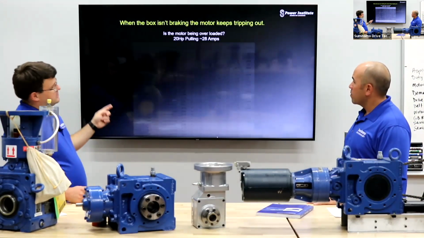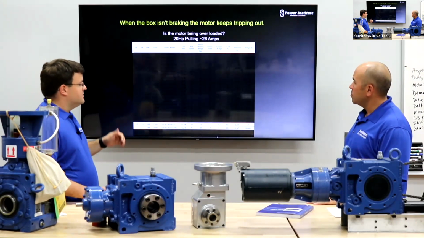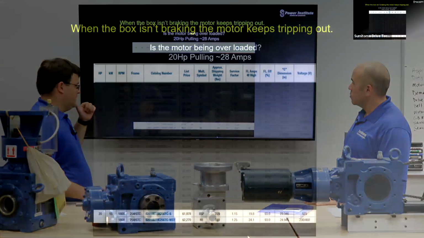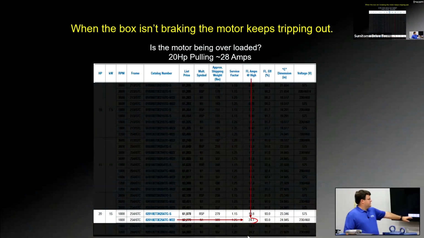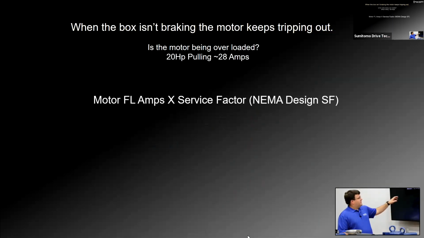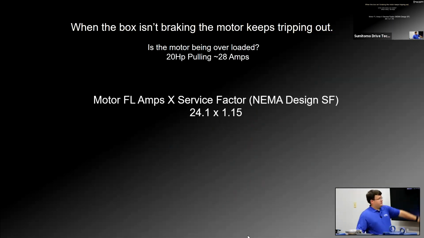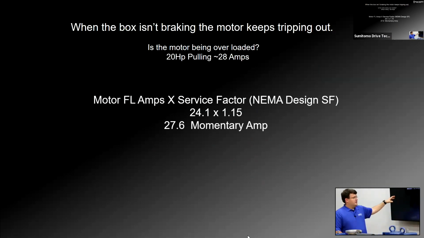So he said his 20 horsepower motor was pulling 28 amps. If we look at the manufacturer's catalog for that motor and double check what it's rated for, this particular motor is rated for 24.1 amps. Now he's pulling 28, so that is higher. However, motors do have a built-in service factor. NEMA standard service factor in most cases is 1.15, so we'll just assume that. So we'll take that 24.1 that it's rated for times the 1.15 service factor. That gives us 27.6 amps, which this motor can take momentarily and it'd be okay.